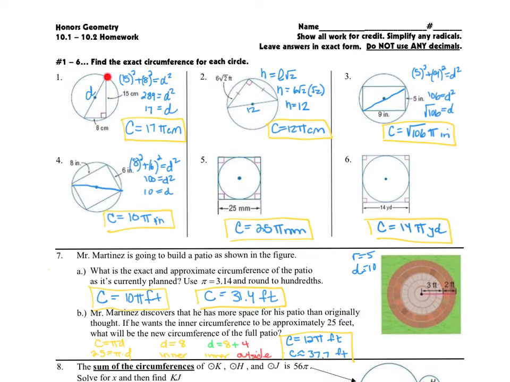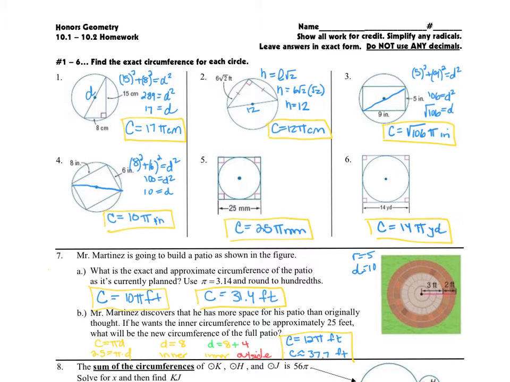The square of the sides, 15 squared and 8 squared, and we're going to add those together to get 289. And then square root that, that's going to give me 17. That tells me my diameter is 17. And so my circumference is the diameter times pi, and our units are centimeters.